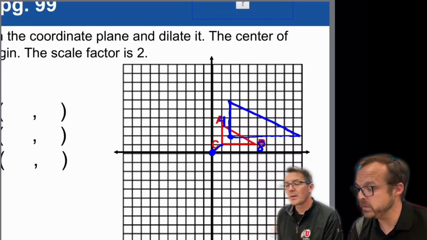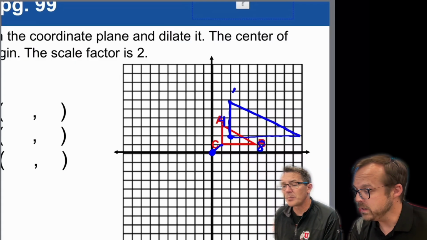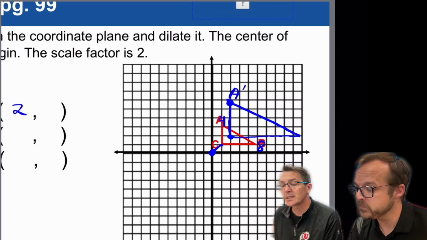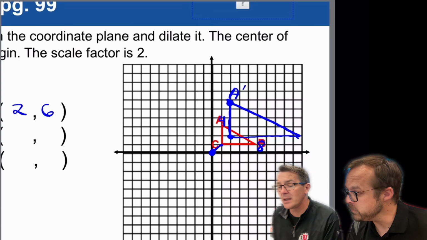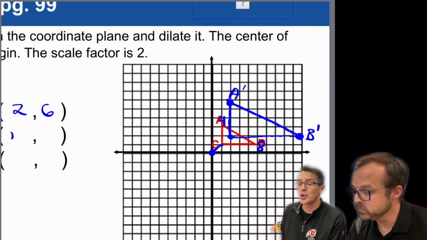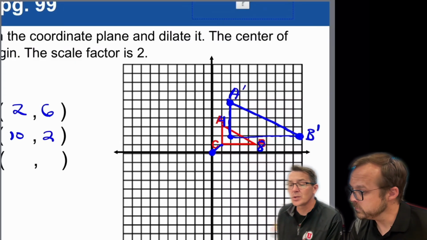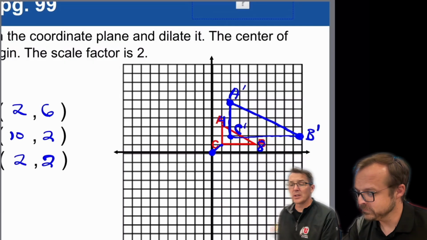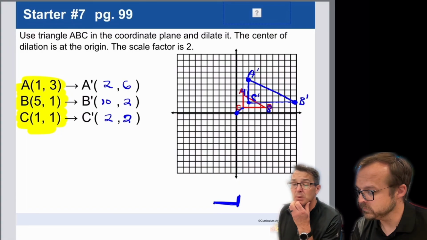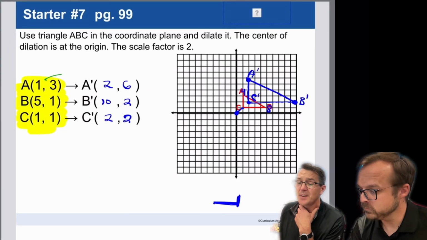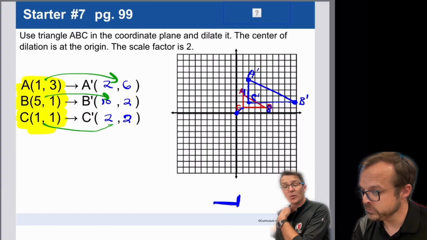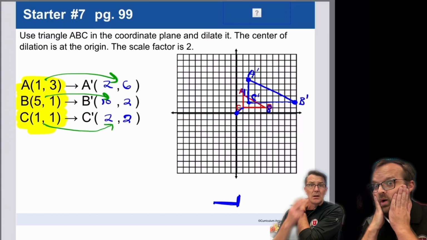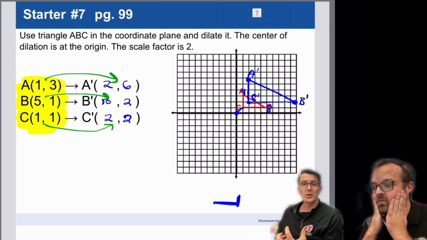And you can see the ordered pairs right here. For instance, A goes to A prime, which is at (2, 6), and B goes to B prime, which is (10, 2), and C goes to (2, 2). So if you pull that back in and we look at the whole thing, you're going to see there's a connection between (1, 3) and (2, 6), (5, 1) and (10, 2), and (1, 1) and (2, 2). What do you think our scale factor is? Our scale factor is 2. And so everything was multiplied by 2.